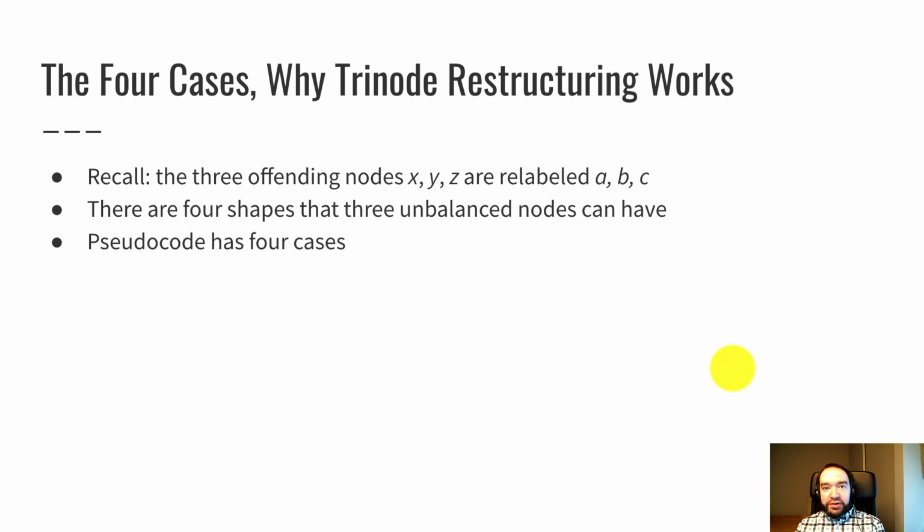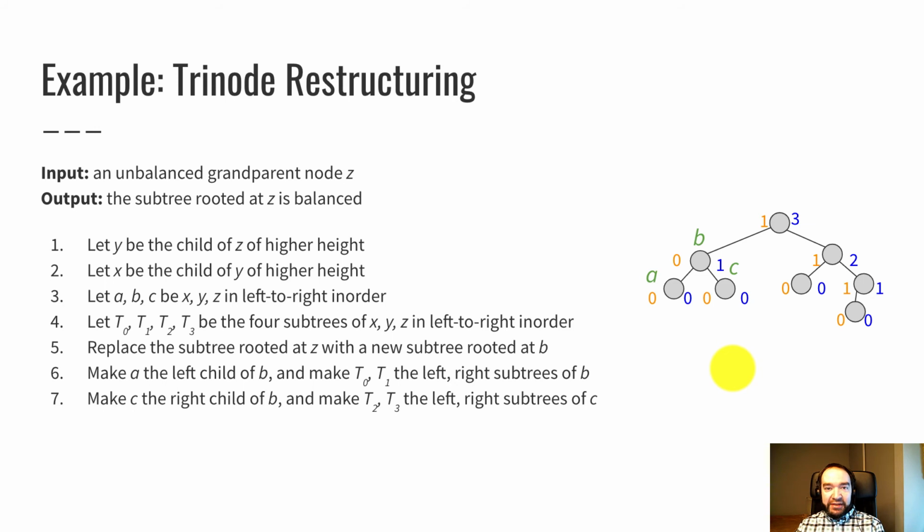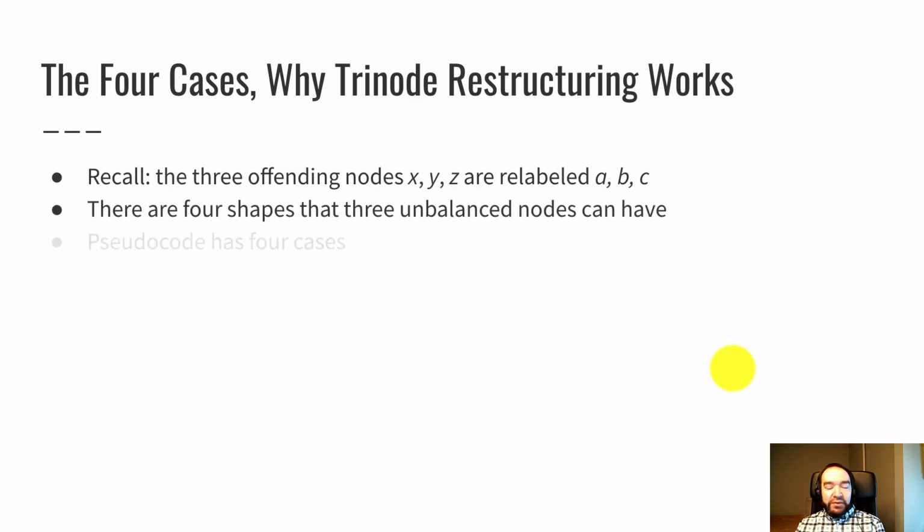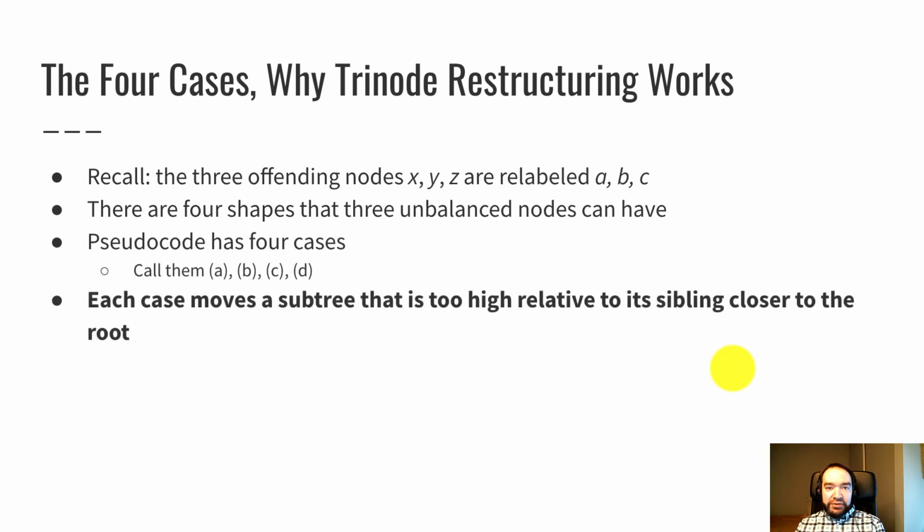And the pseudocode has four different cases. It's written to not have any if-else statements, which I think is a virtue of this. It's pretty simple to understand and execute, but there's four different before and after pictures we can get. We're going to look at pictures of them. I'm going to call the four cases A, B, C, D, and observe as we go through these that every case moves a subtree that is too high relative to its sibling closer to the root.